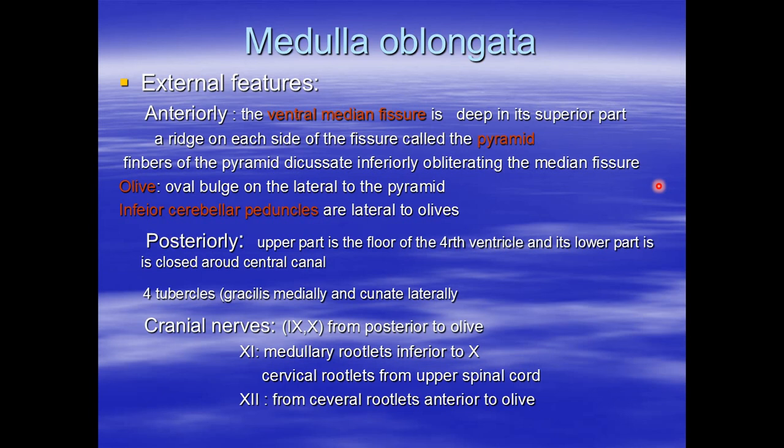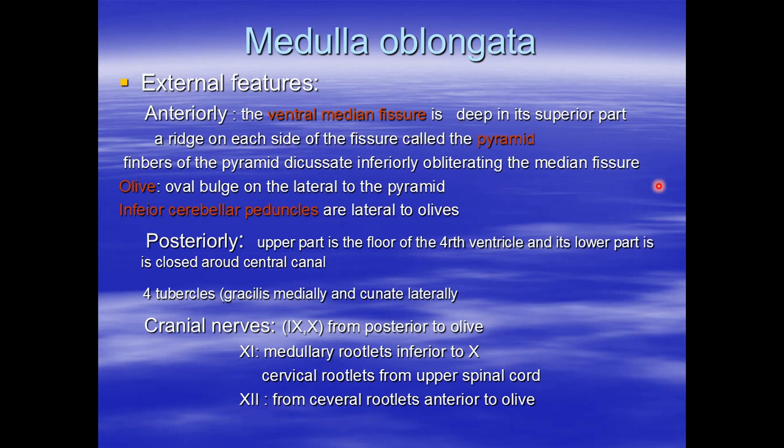Posteriorly, the upper part of the posterior aspect of the medulla oblongata is the floor of the fourth ventricle, and the lower part is closed around the central canal that will continue into the spinal cord as the central spinal canal. There are 4 tubercles on the posterior aspect of the inferior part of the medulla oblongata, 4 projections, which are the gracilis medially and the cuneate laterally.